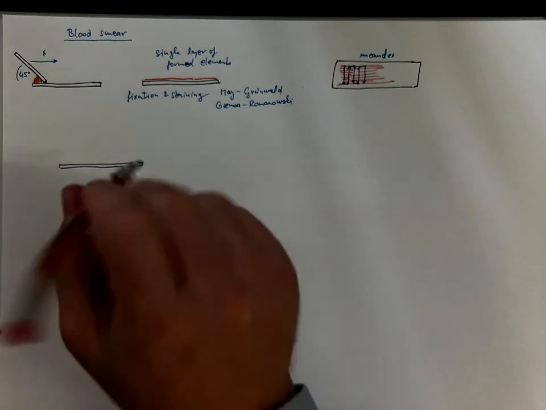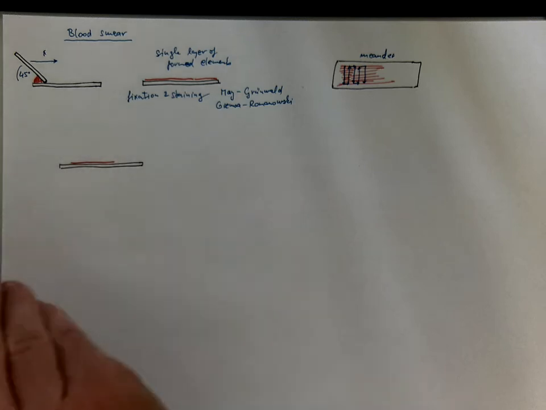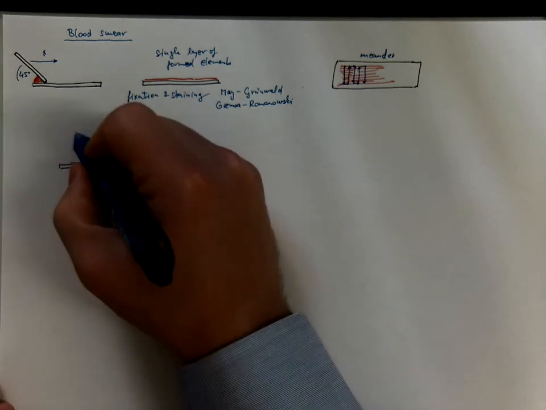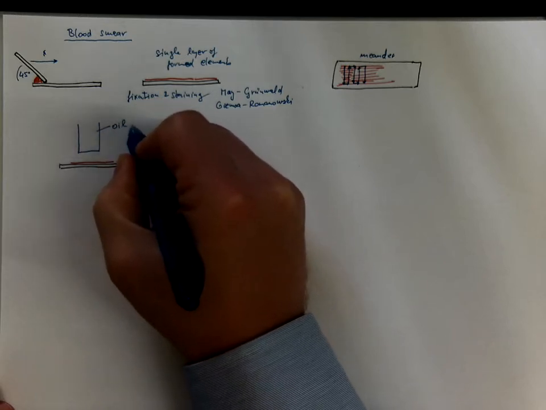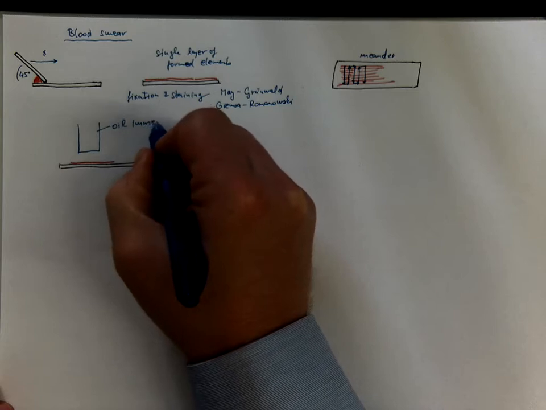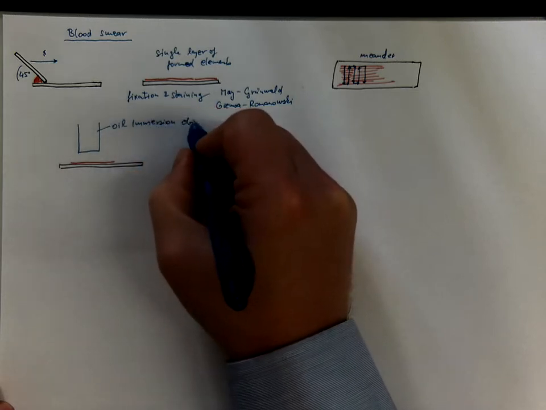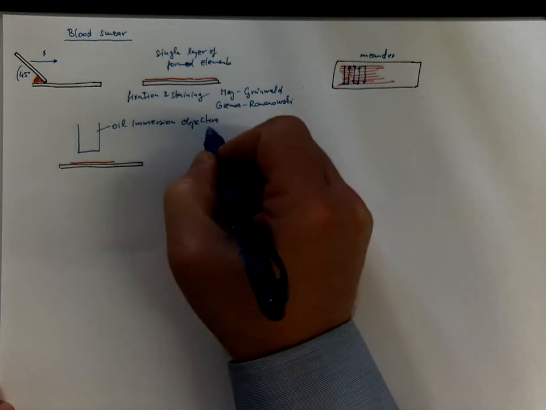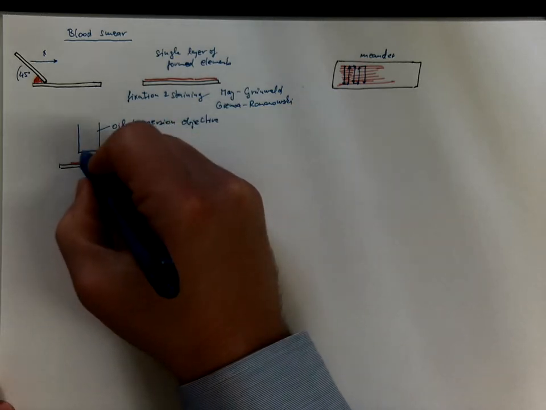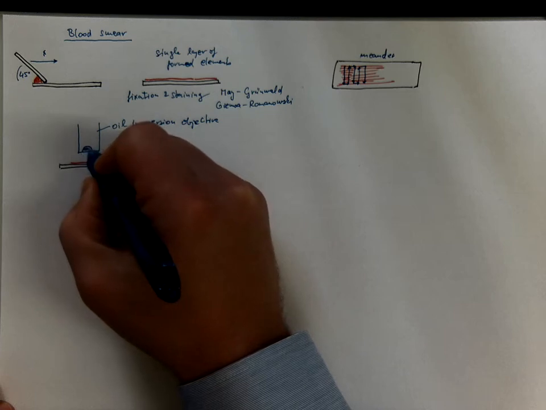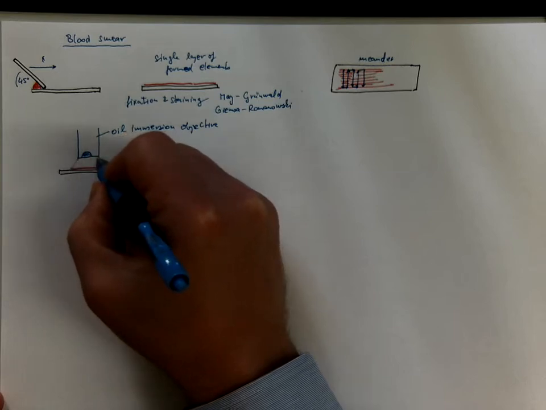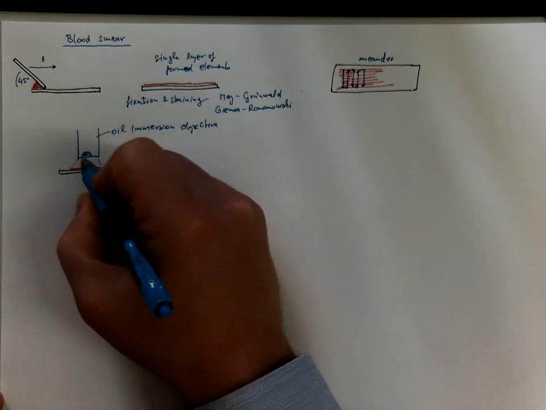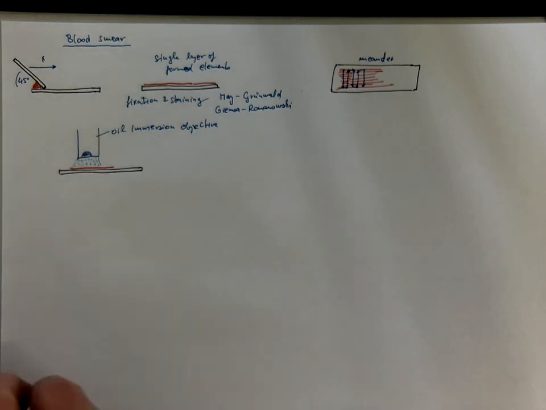So that means if you have the slide, you will apply a special objective called an oil immersion objective. This objective uses the benefit of applying a droplet of oil between the slide and the front lens of the objective. So you will apply 1 droplet of immersion oil.